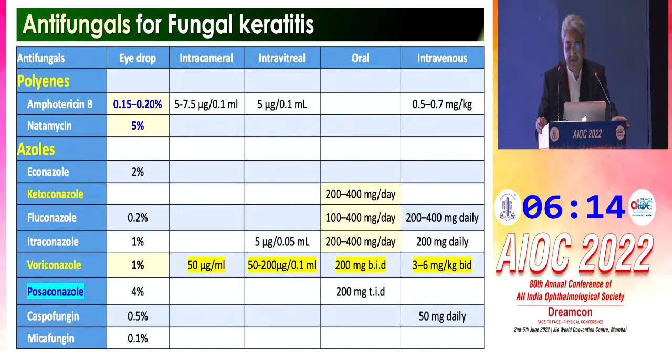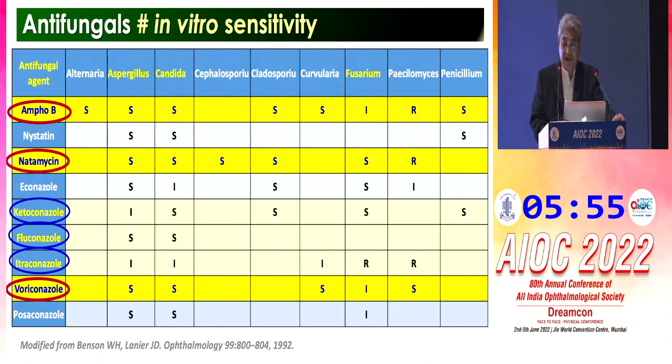There are many antifungals available, polyenes and azoles. We know that natamycin and amphotericin B are both available in our country, but amphotericin B you have to prepare yourself. Among azoles, voriconazole is available in our country, but other azoles are available in the form of tablets or injections. There are different sensitivity patterns: amphotericin B is more sensitive for Aspergillus or yeast kinds, whereas natamycin is mostly sensitive for all.